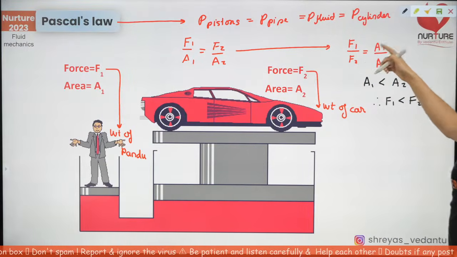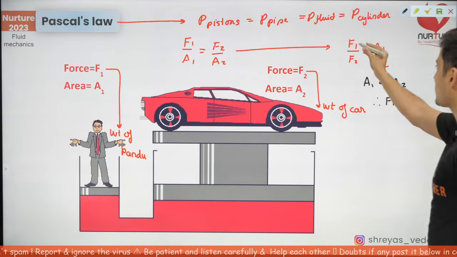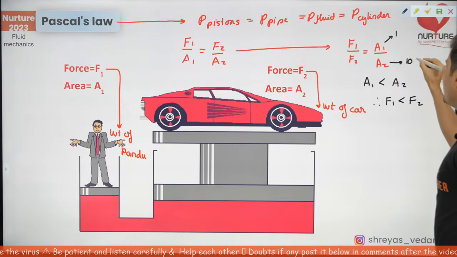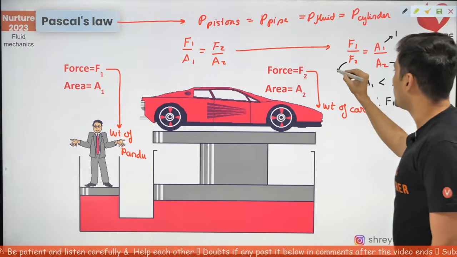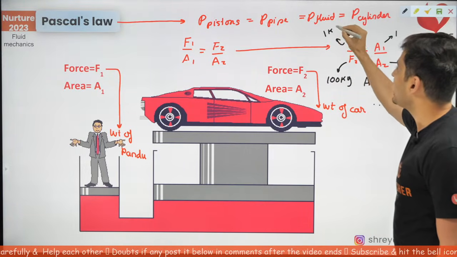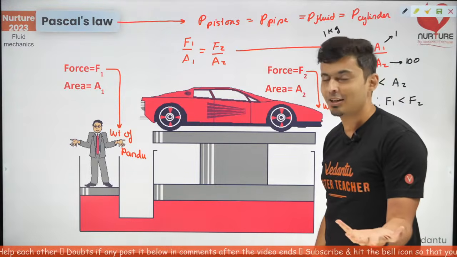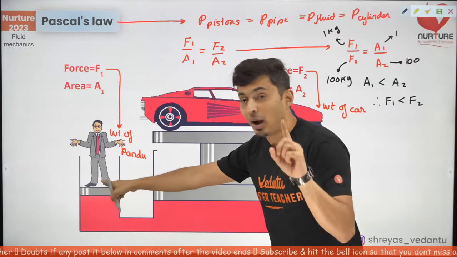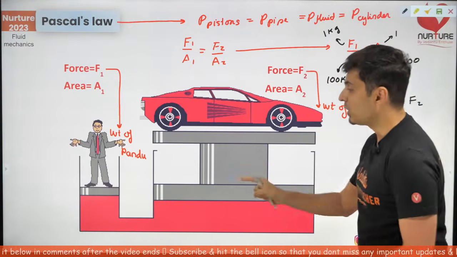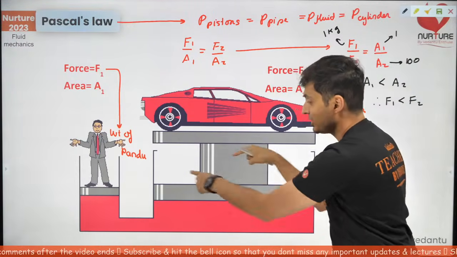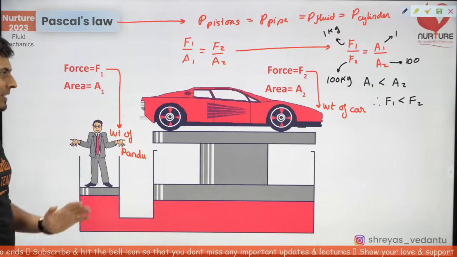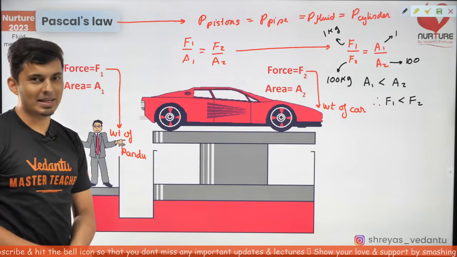That's all it means, and you can check by putting in some values. For example, if A1 is 1 and A2 is, let's say, 100, then if F2 is 100 kg, F1 can be 1 kg. Crazy, right? Here, if you put a 1 kg mass, you can support a 100 kg mass on this side because the area of cross section is 1:100. That's how fascinating this is. This is the best example of Pascal's law.